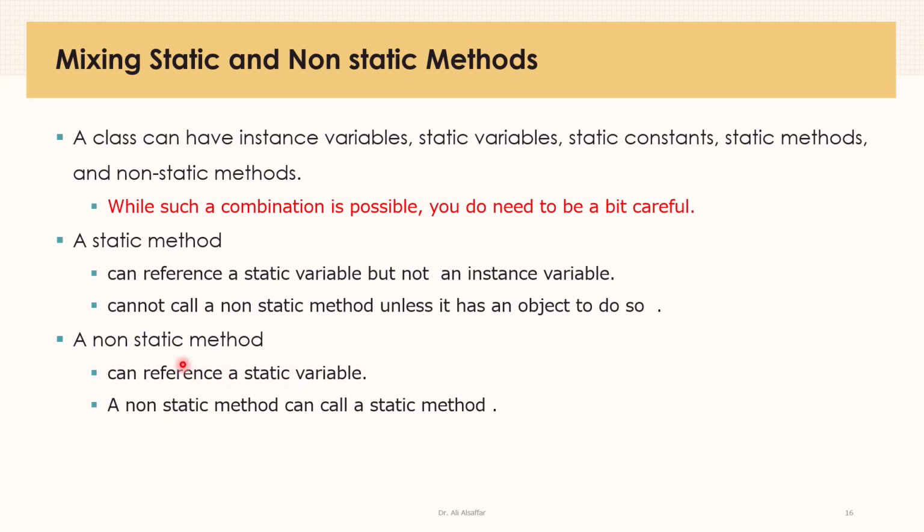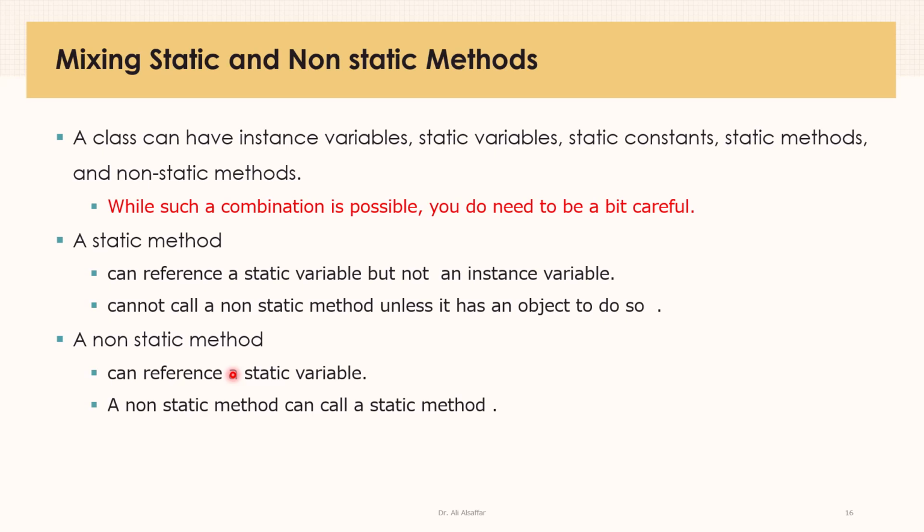Now for a non-static method, again, this method exists when an object is created, so it can use static variables and it can also use static methods because the methods and the variables are always there. So a non-static method is guaranteed to be there because it is created with the object. So it can reference a static variable because a static variable is always there, and it can also reference a non-static method because it is already created with the object.